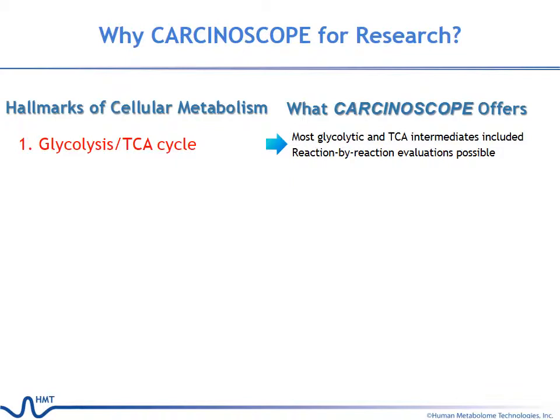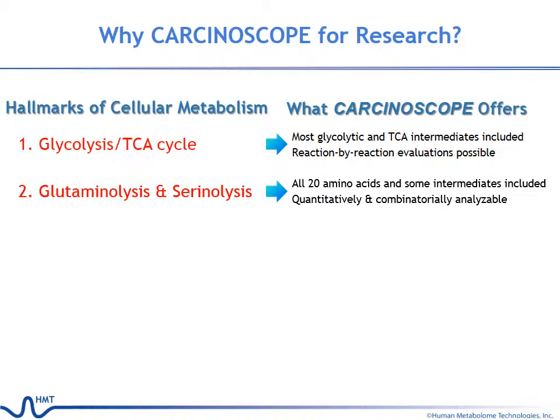CARCINOSCOPE is particularly suited for central cellular metabolism. This includes glycolysis and the TCA cycle, but also the pentose phosphate pathway and glycogen metabolism. Amino acid metabolism is also central to a cell's ability to synthesize de novo proteins and nucleotides, and can be indicators of muscle wasting or protein degradation. Our analysis also includes the urea cycle.